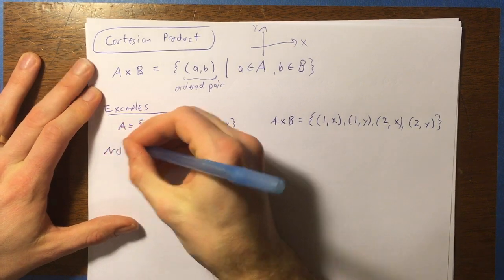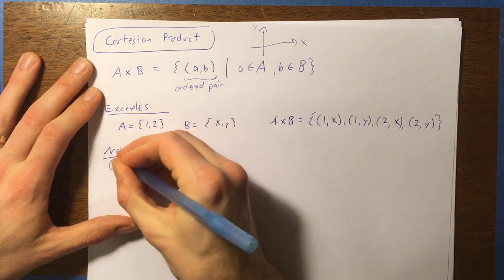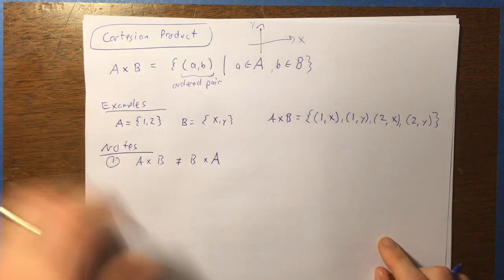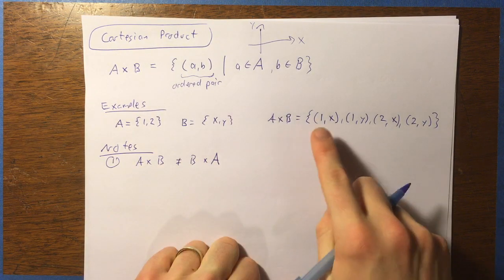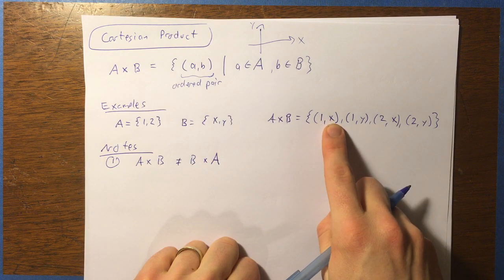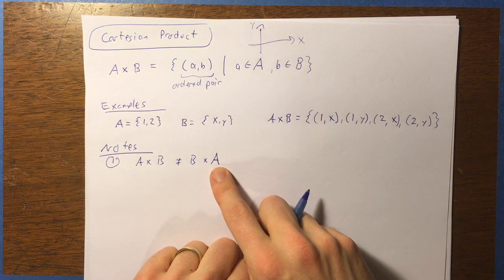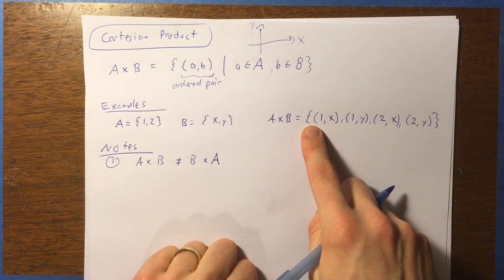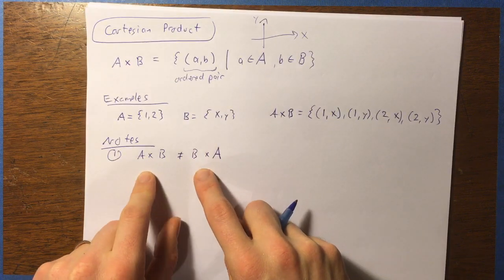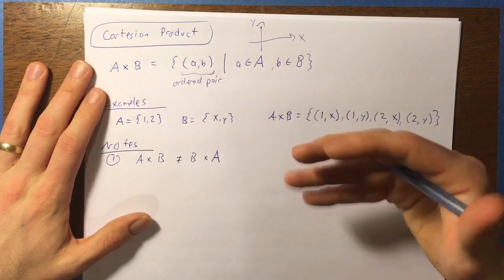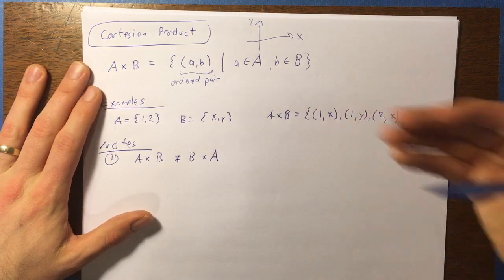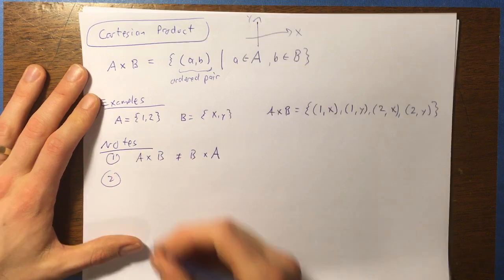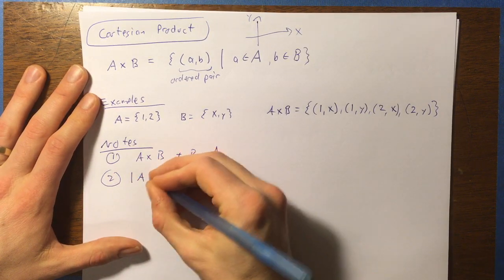So a couple notes about this. One, A cross B is not the same as B cross A, right? Because A cross B has ordered pairs where the first thing is from A and the second thing is from B. B cross A would have elements where the first thing is from B and the second thing is from A. So B cross A would have things like x comma 1. So you see how those are not the same, at least not in general. If A and B were the same set, then yeah, they'd be the same thing, but in general, they're not.